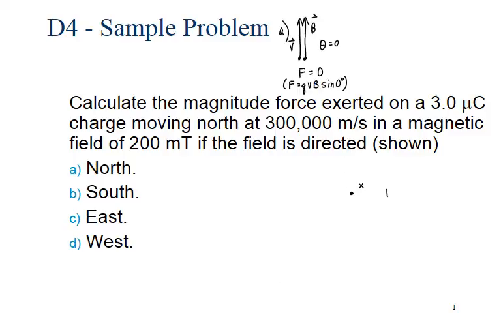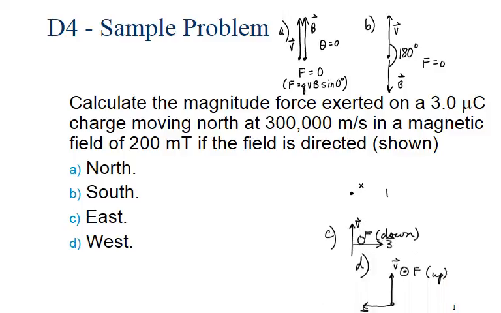All right, so for part A, if this is moving north and the field is moving north, this would be sine of 0 degrees. There's no force. So the velocity is north, the field is north. No deflection. In B, if the particle is moving north, but the field is going south, this is 180 degrees. So again, sine of 180, this would be 0, so there's no force on it.